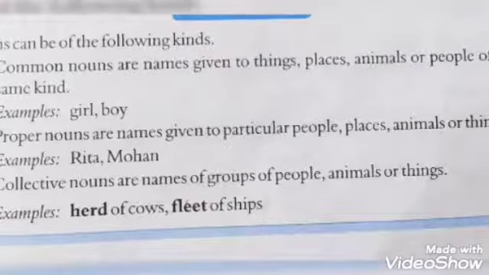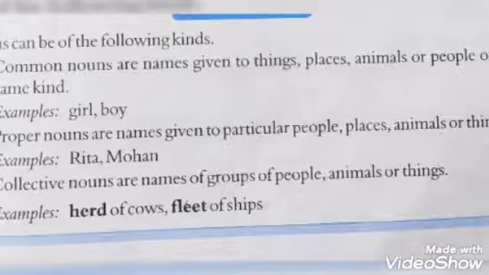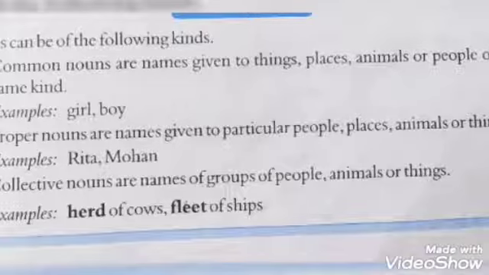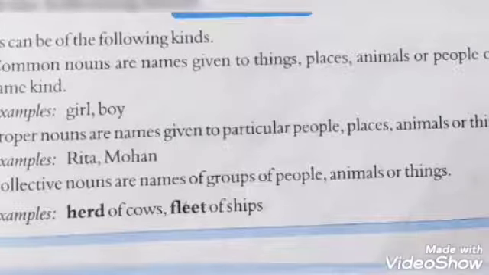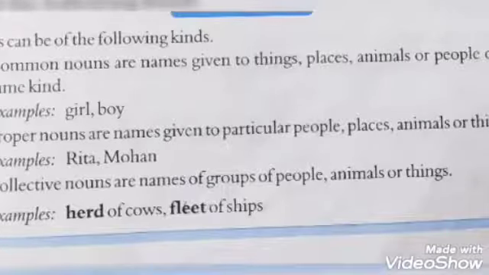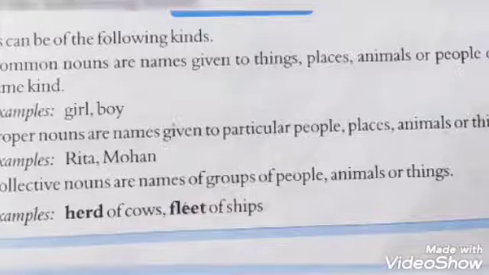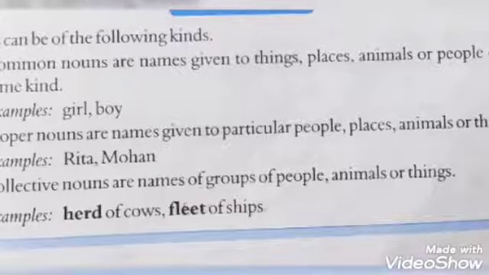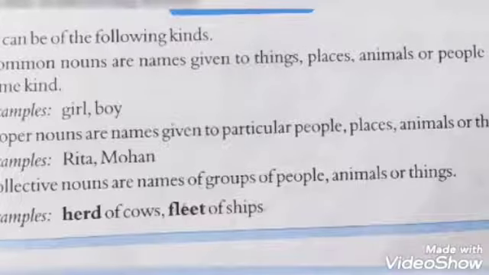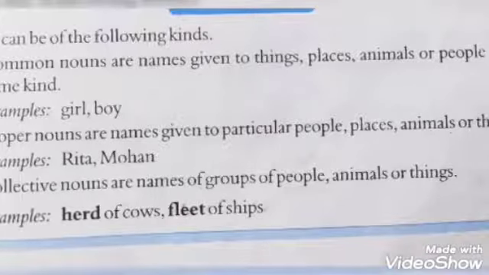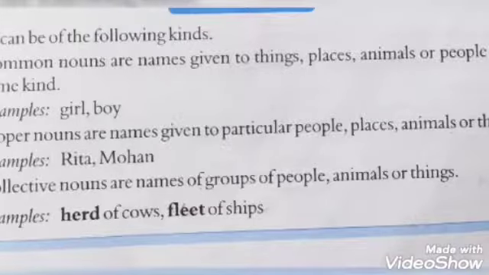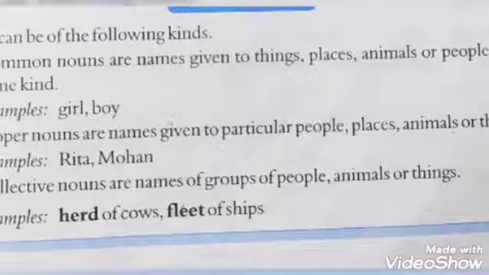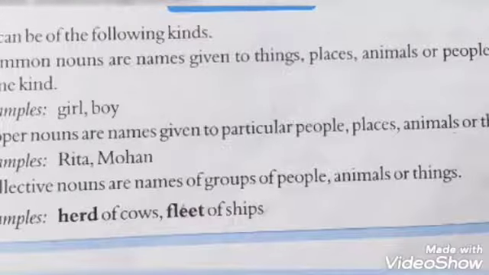And proper nouns are names given to particular people, places, animals or things. Example, Rita, Mohan, India, Himalayas, etc. And collective nouns are names of groups of people, animals or things. Example, herd of cows, fleet of ships, a bouquet of flowers, a flock of sheep, etc. So, nouns are of 3 kinds.